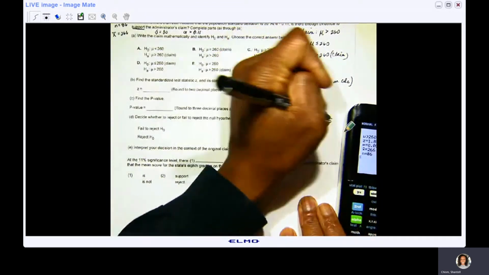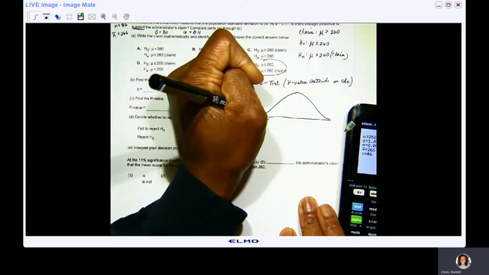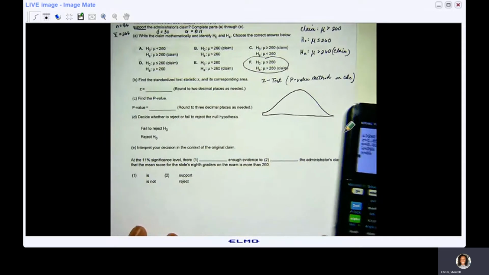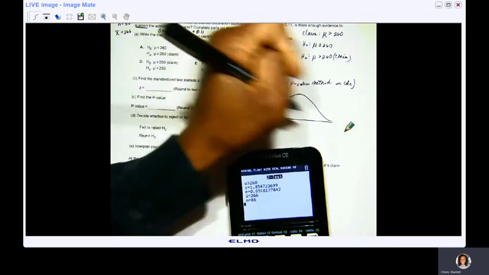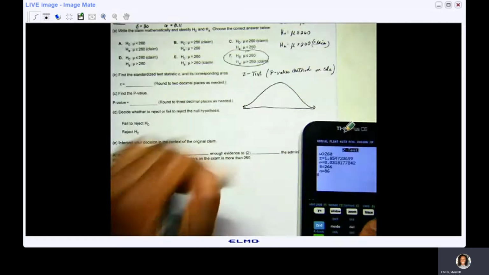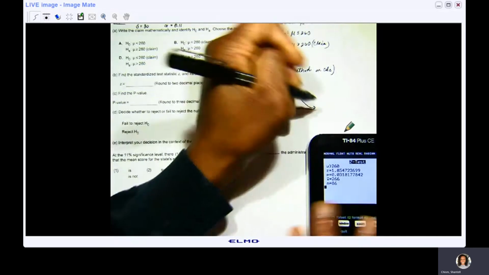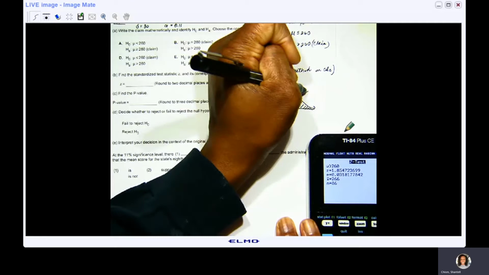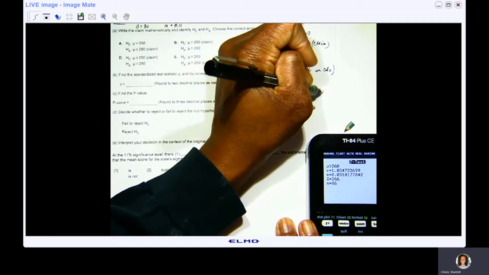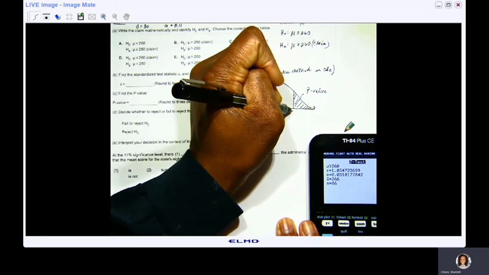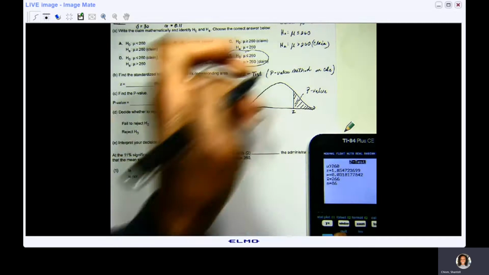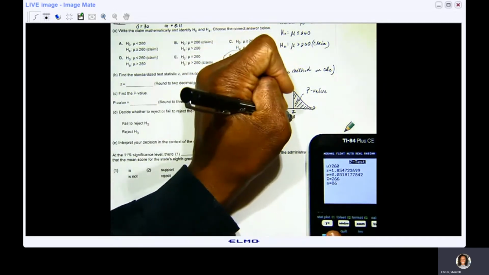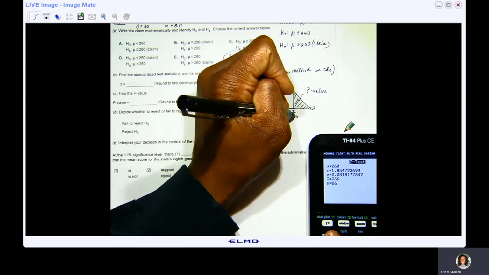So I can draw my own picture though. I should have cleared my calculator out. But let me just draw it by hand. Right tail test. This shaded region is my p-value, and it will correspond to my test statistic, which is 1.85.